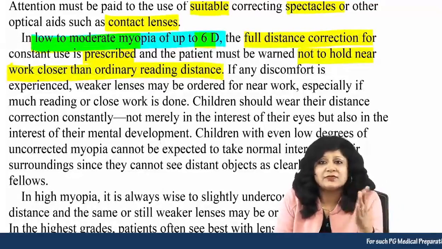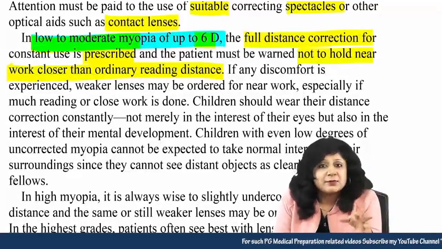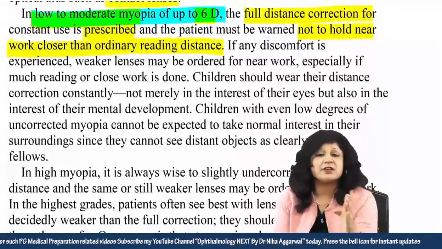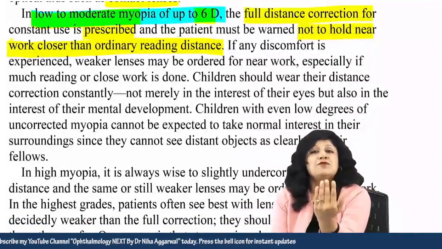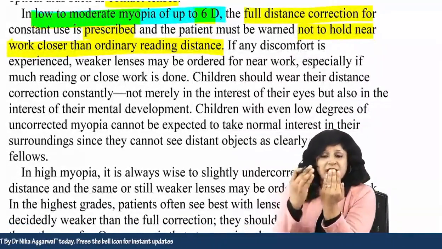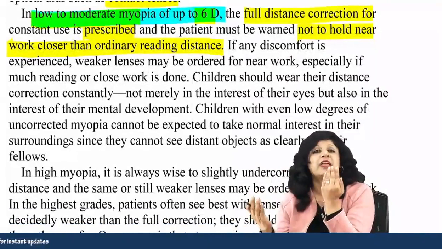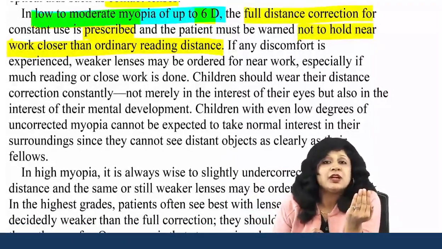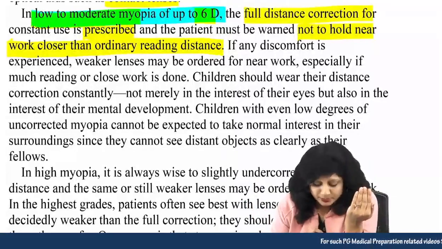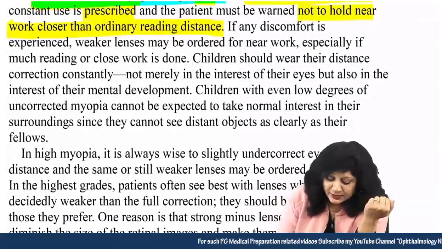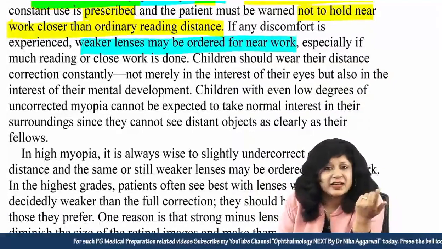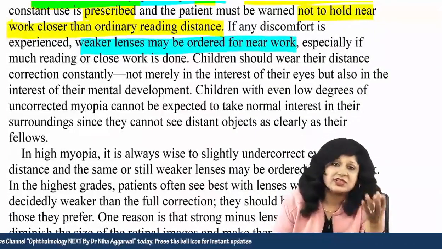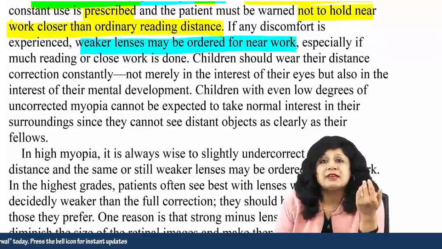So we can give the distance correction, and we can give them proper instructions not to hold the near work very, very close, because as you bring it closer and closer, there are more and more diverging rays, and then it becomes impossible for that person to converge the diverging rays coming from near objects. If any discomfort is experienced, then obviously we can give weaker lenses for the near work, because most of the time the patient's distance vision is actually corrected, but they feel a problem in near vision.